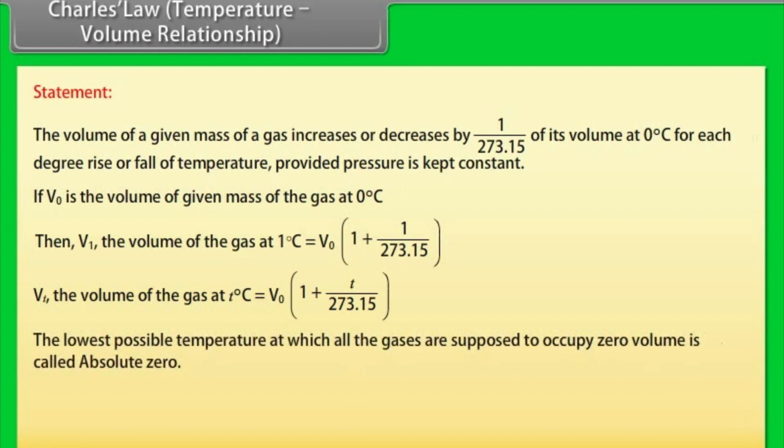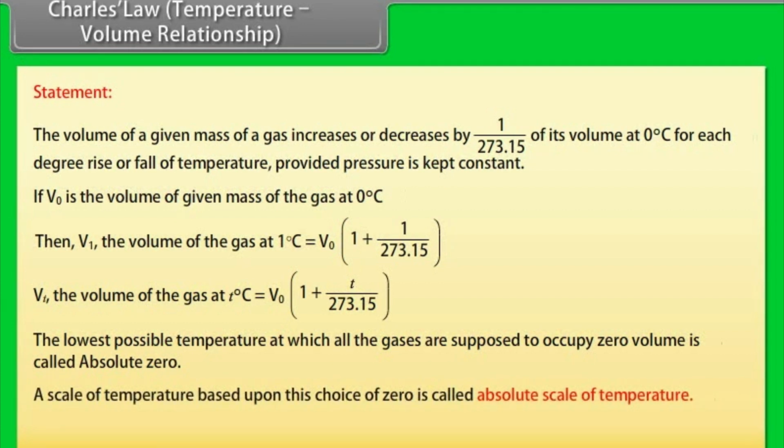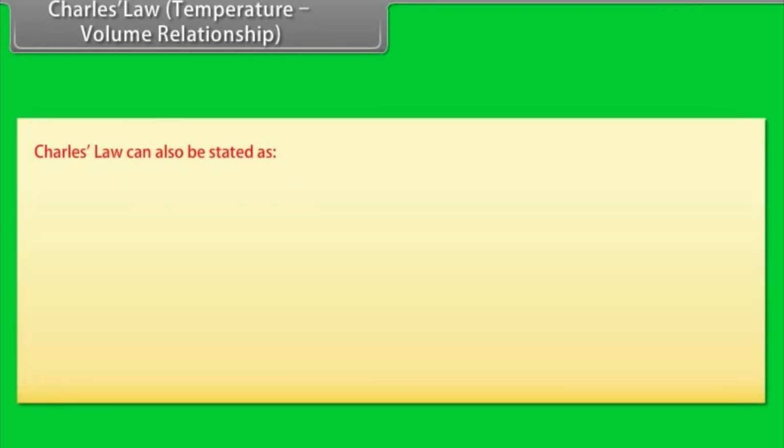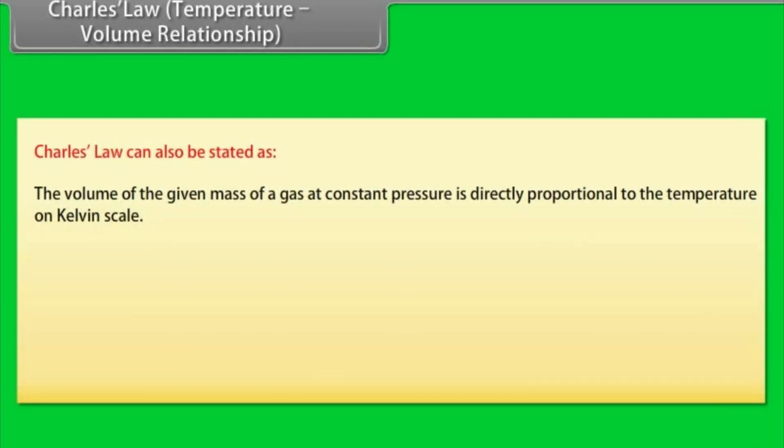The lowest possible temperature at which all the gases are supposed to occupy zero volume is called absolute zero. A scale of temperature based upon this choice of zero is called the absolute scale of temperature. This scale is also known as the Kelvin scale of temperature. Charles' law can also be stated as: the volume of a given mass of a gas at constant pressure is directly proportional to the temperature on the Kelvin scale. Volume is directly proportional to the temperature at constant pressure and mass.